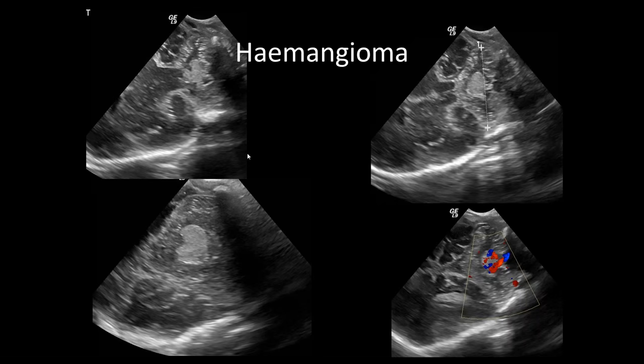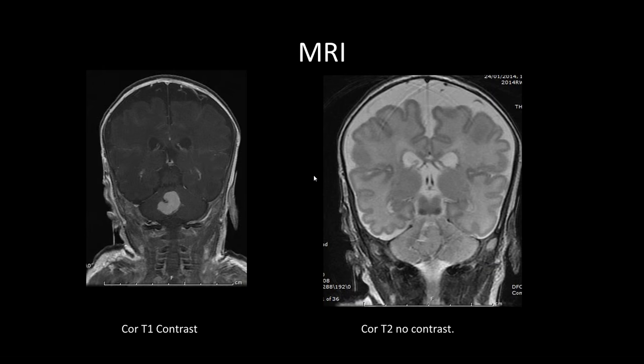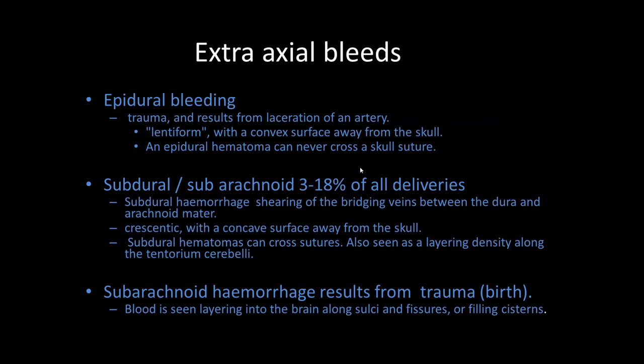So this is, once again, using the mastoid fontanelle view, and this is an echogenic lesion which was found to be in the fourth ventricle, and it actually has blood flow, and MRI confirmed that this was a hemangioma that was growing, and so obviously the concern was that an obstructive hydrocephalus would develop. Okay, this is the MRI, and it confirmed that it was a hemangioma.